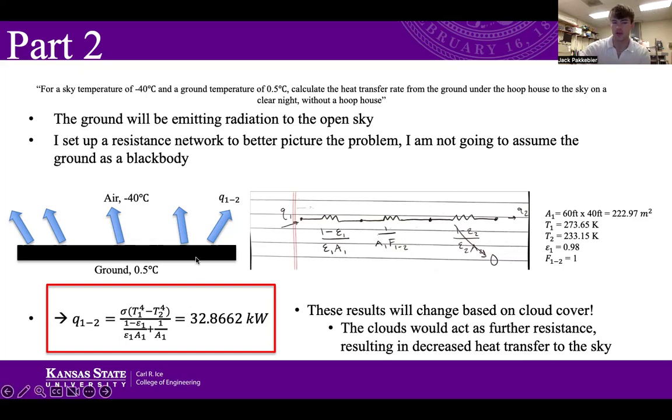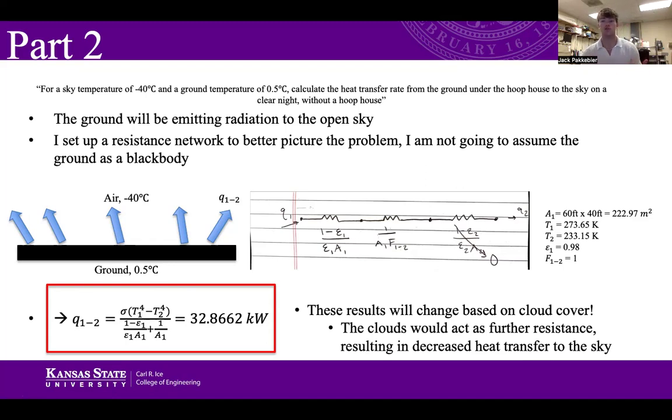So you can see the ground here and the radiation being emitted from the ground is going out in all directions to the air. So solving for this, you have your driving potential on top over the resistance to get the current, or the heat transfer rate. You get about 32 kilowatts without the hoop house in place. And these results can actually change based on cloud cover.